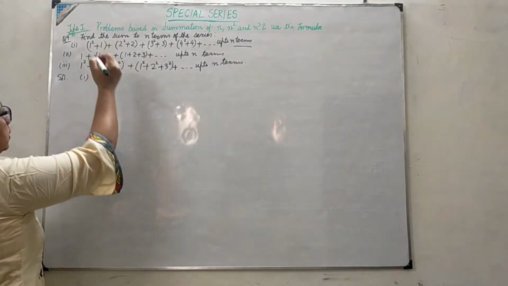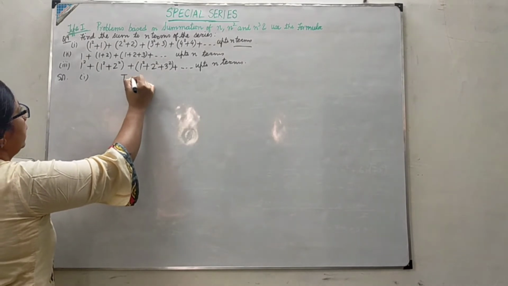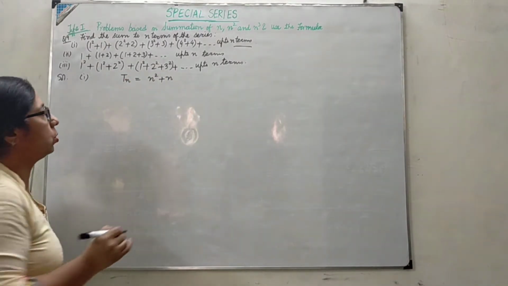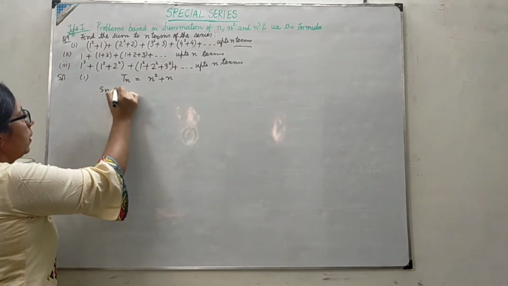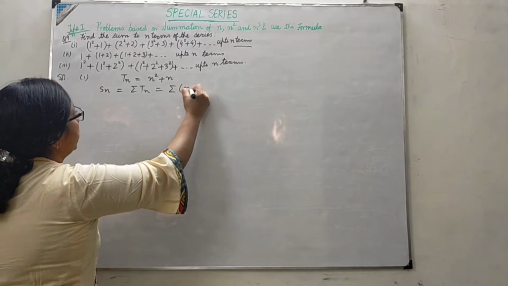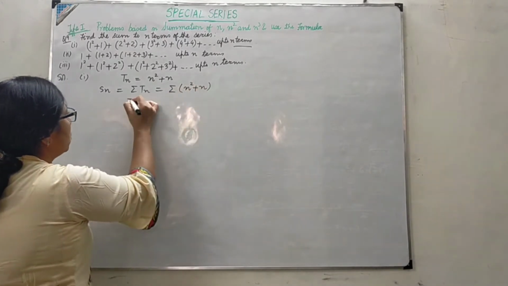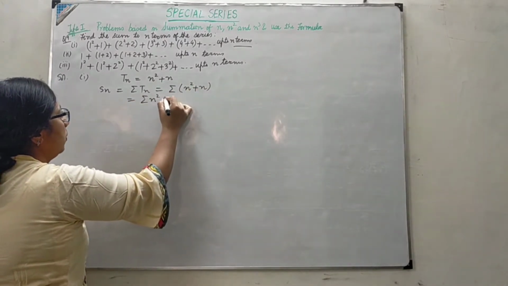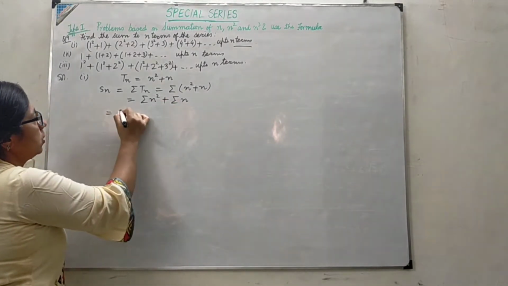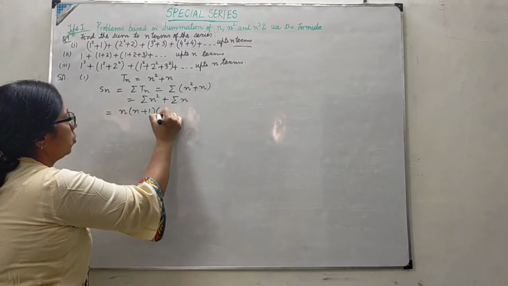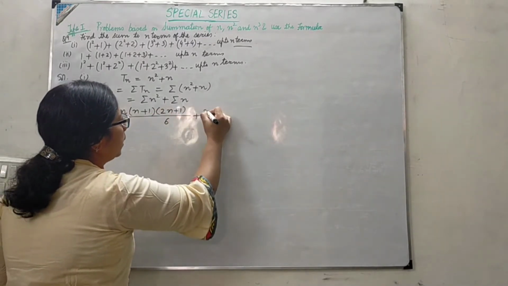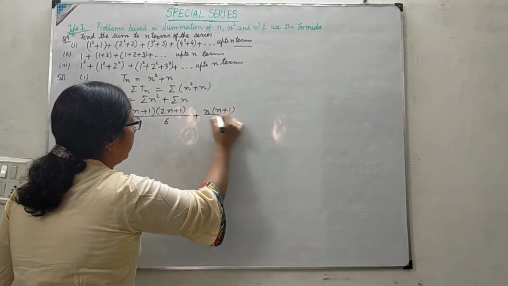So for the first part, we'll be having Tn as n square plus n. I think it is understood. Now Sn will become your sigma Tn and that is sigma n square plus n. So this is your sigma n square plus sigma n. We know the direct formulas, so this is n into n plus 1 into 2n plus 1 by 6. And now sigma n is n into n plus 1 by 2.